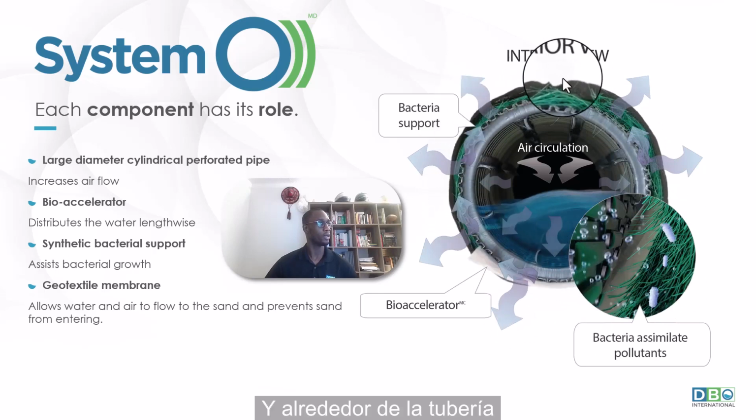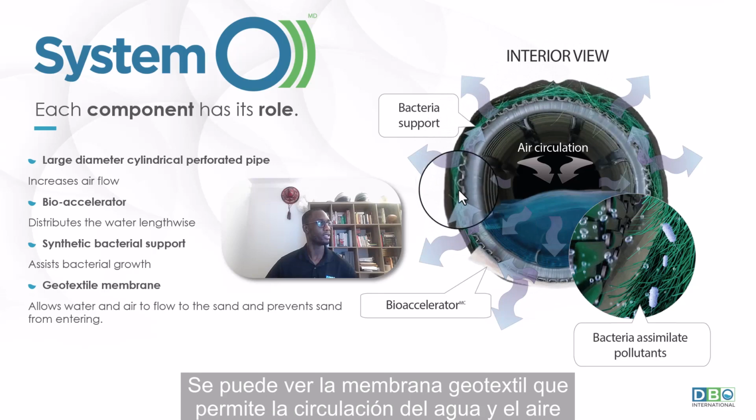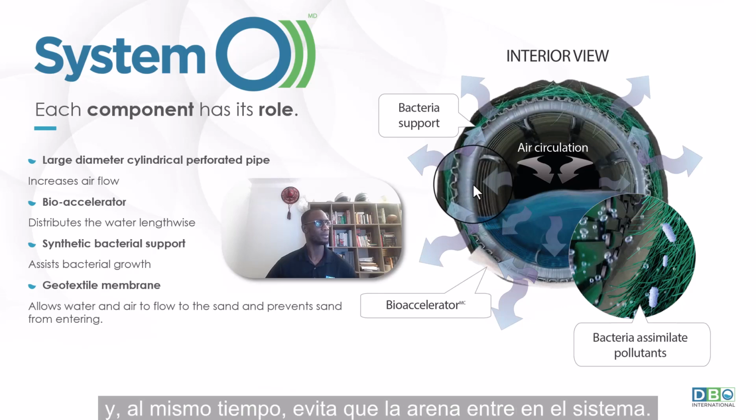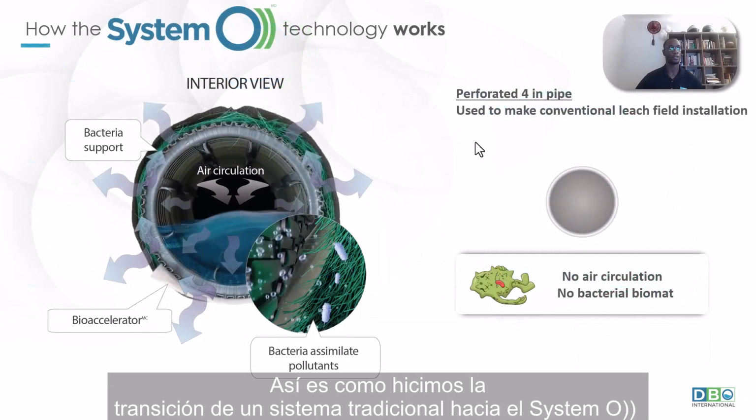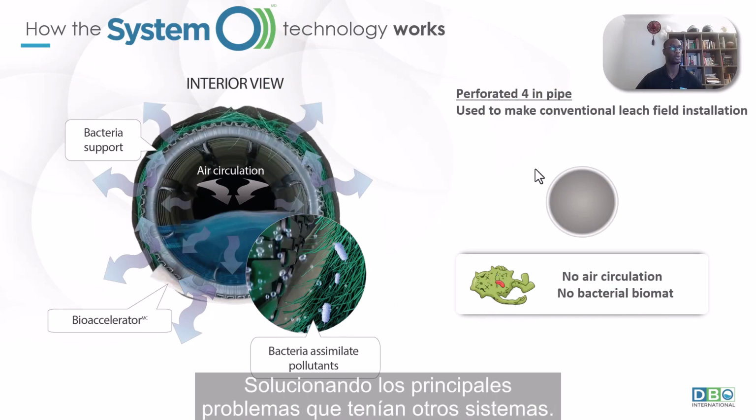And all around the pipe, here, you can see the geotextile membrane. It allows the water and air to flow to the sand and, at the same time, prevents the sand from entering inside of the pipe. That's how we went from the conventional leaching field that was made using a perforated 4-inch pipe to the System O, by solving the main problems that we used to have with these conventional systems.